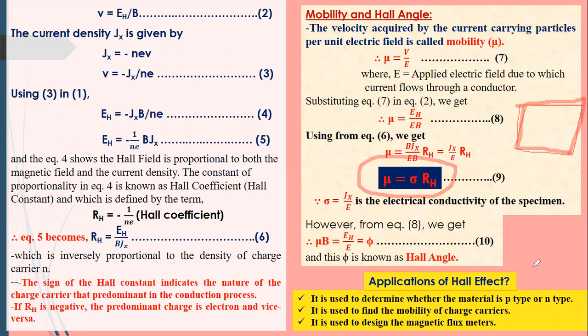And the last application is that it is used to design a magnetic flux meter. This is the third application, and one more application, application number 4, is that the Hall effect can be used to measure a magnetic field with a Hall probe. With the help of a Hall probe, we can measure a magnetic field. So these are the applications of the Hall effect.